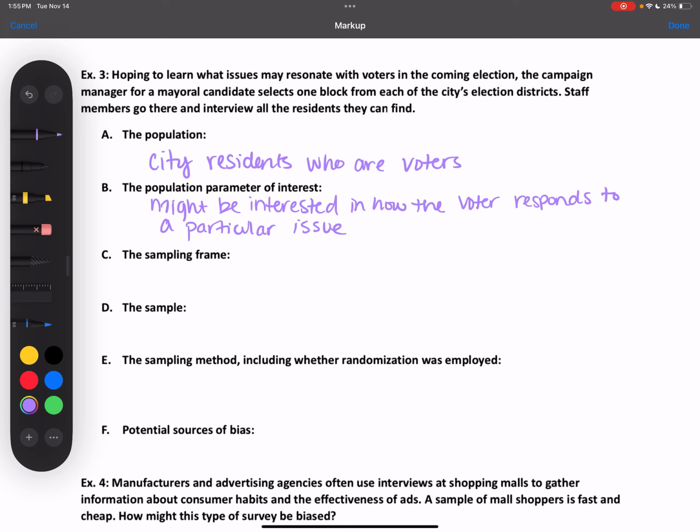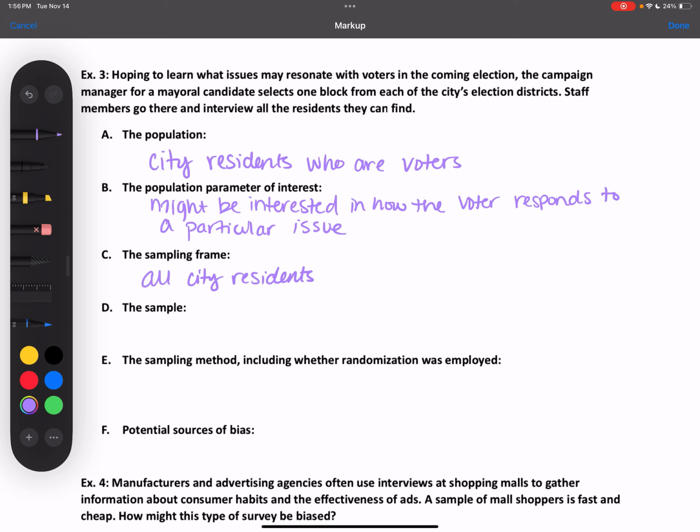But the sampling frame would be who? Residents on the blocks who can vote. Yeah, basically all city residents. Is it specific? The sample itself is going to be specific. The sampling frame would be all the residents. Okay, all city residents. So the sample is where it gets more specific.